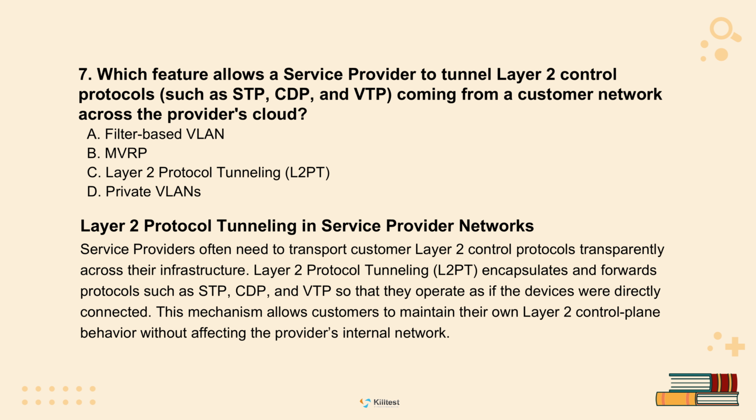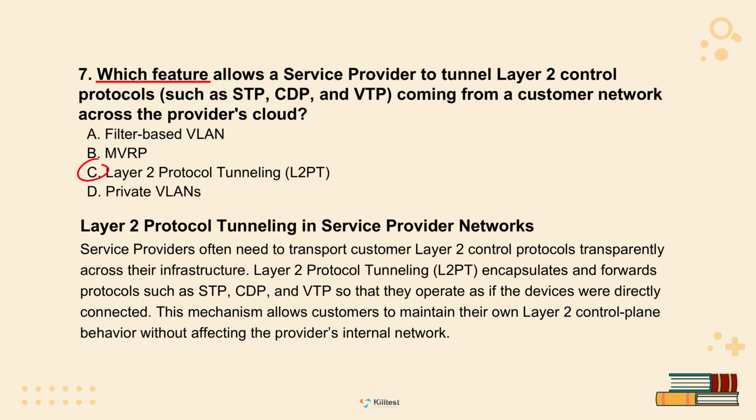Okay, let's move to the edges of the network now. The physical and administrative boundaries. Let's start with the service provider problem. A provider needs to offer a customer a transparent layer 2 service, but they have to make sure the customer's own control protocols, their spanning tree, CDP, whatever, don't bleed into the provider's core network and cause chaos. What do they use? They use layer 2 protocol tunneling, L2PT.